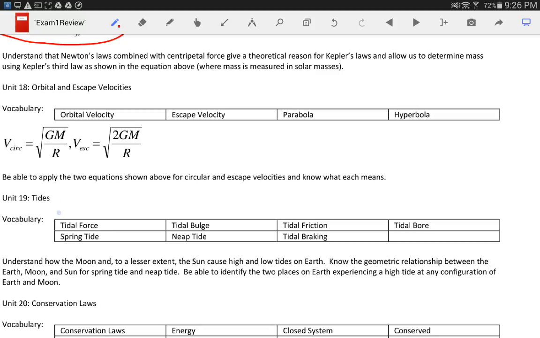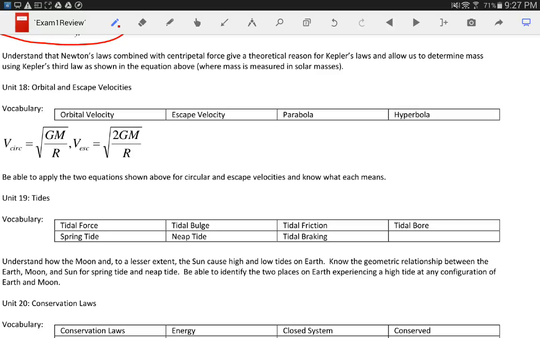We spent a lot of time talking about tides. You need to know the difference in a high tide and a low tide, what causes it, the geometry between the Earth and the Moon and the Sun for causing the highest high tides, for causing the lowest high tides. The highest of high tides are called spring tides. The lowest of high tides, that means you have the smallest tidal difference, is called the neap tide. So we need to understand these things, what causes them, how they occur.